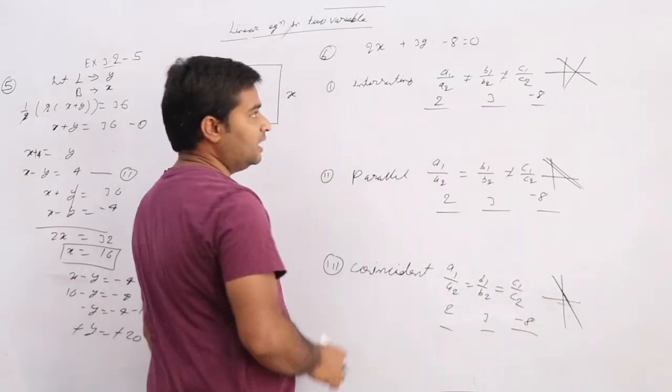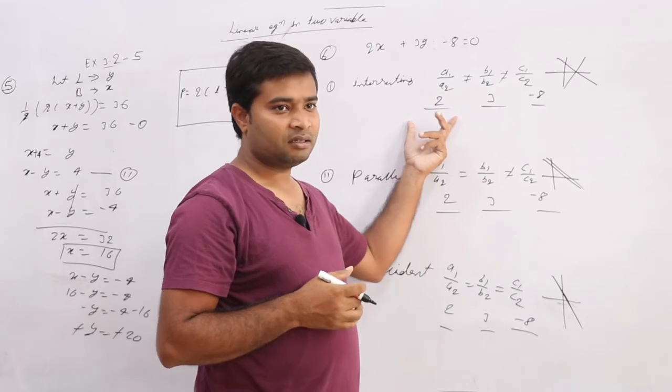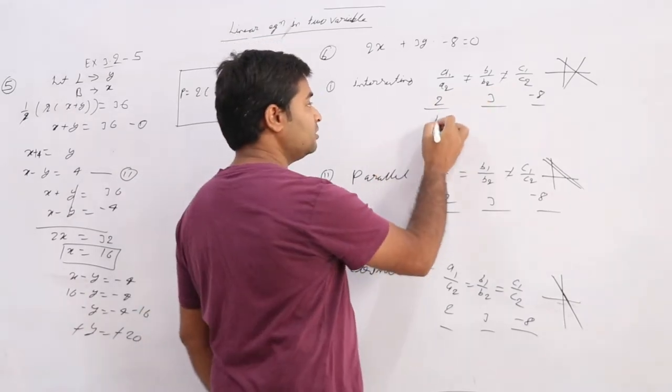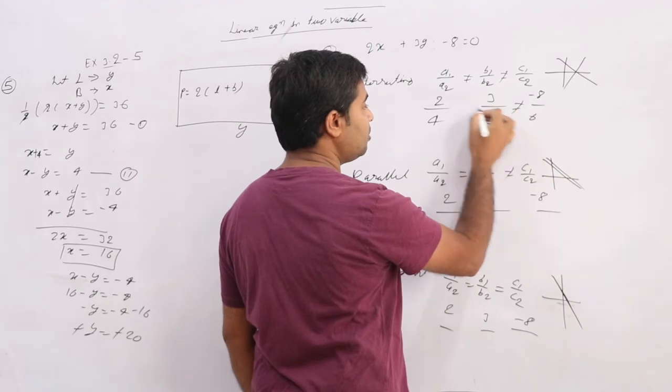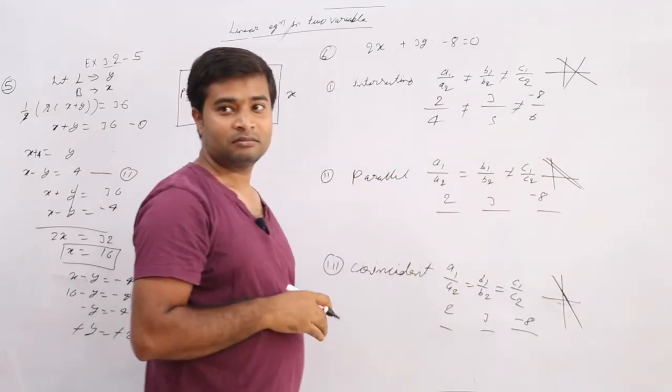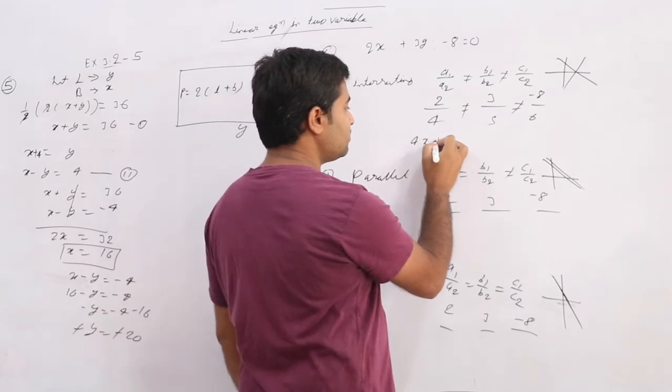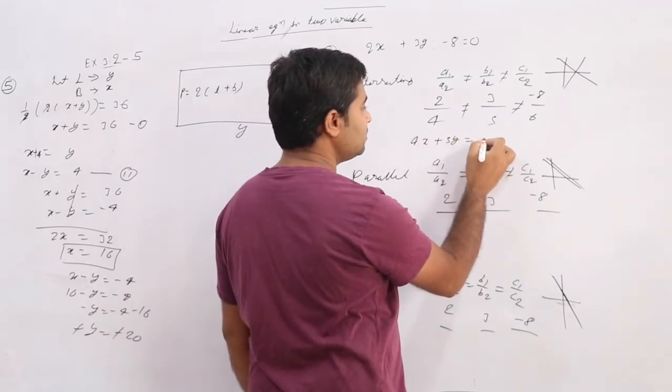Acha. We should put values here such that all should not be equal. Put anything, 4, 5, 6, all are not equal. Yes or no? Yes, sir. So what do we get? 4x plus 5y is equal to 6.